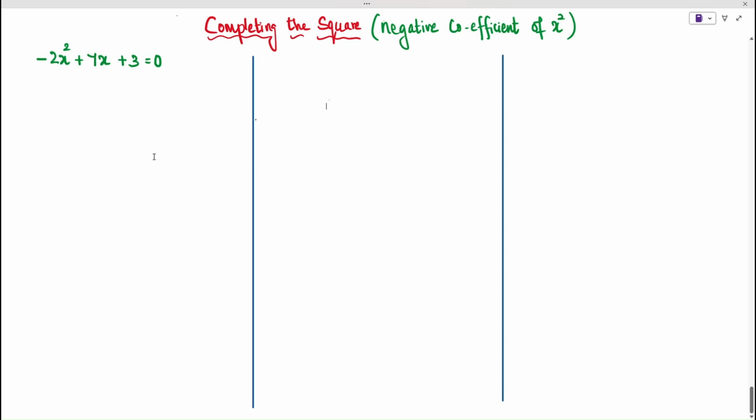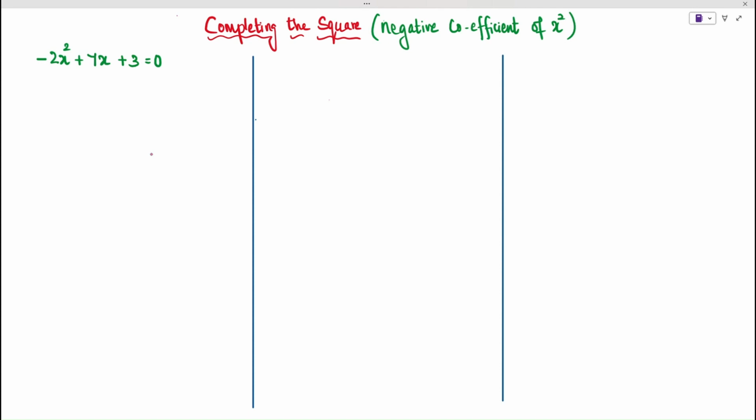In this video, we will be completing the square and we will be having a negative coefficient of x squared. So, in the description, we will be adding the two previous videos in the completing the square series. One of them being the coefficient of x squared equal to 1, and the other with the coefficient of x squared greater than 1. And so if you haven't seen those videos, check those out before coming here.